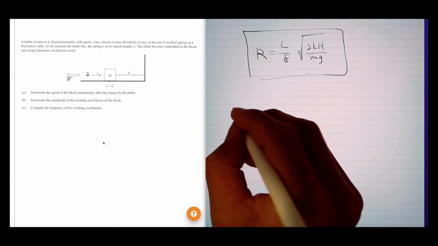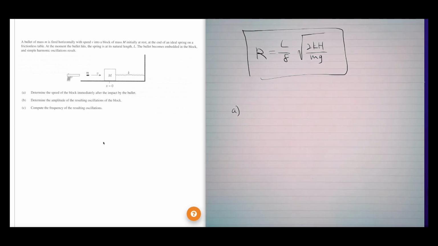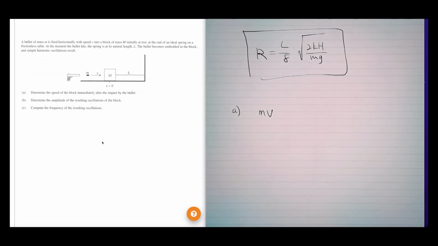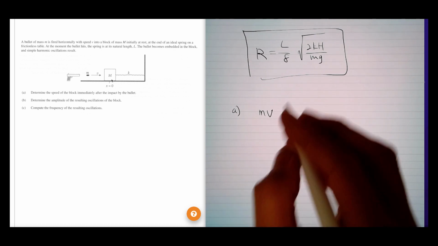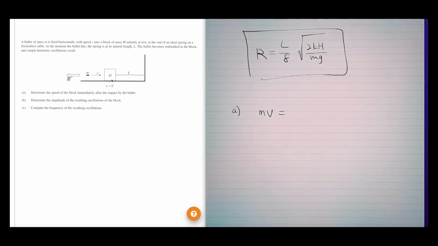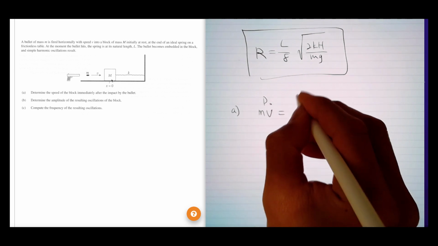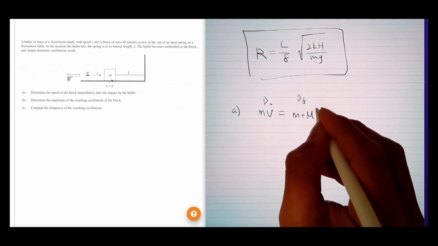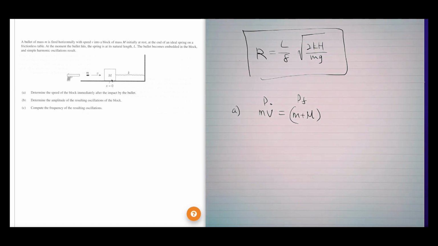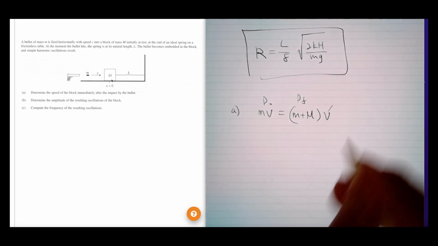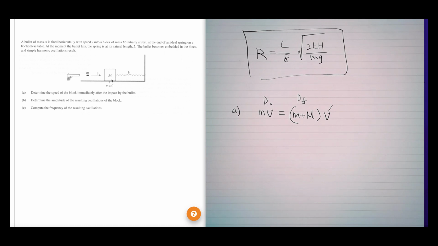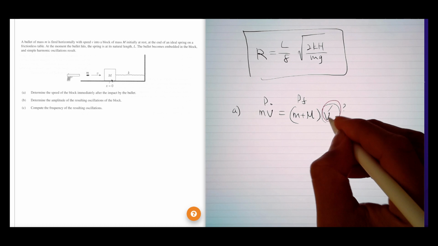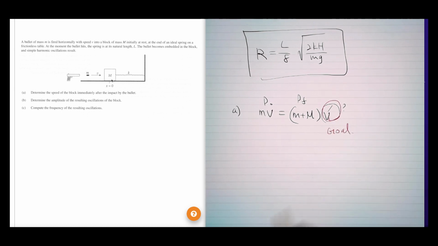So I already mentioned that we need to use the inelastic collision. So m v, and because the big M here is not moving, so we will just consider it 0, is equal to small m plus big M, because now they are together as an embedded system, times v prime. It's asking us immediately after. v prime is our goal here. I'm gonna make it red and call it goal.